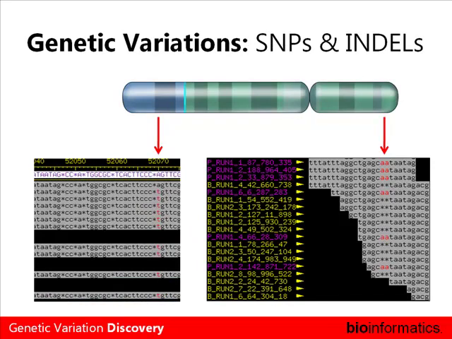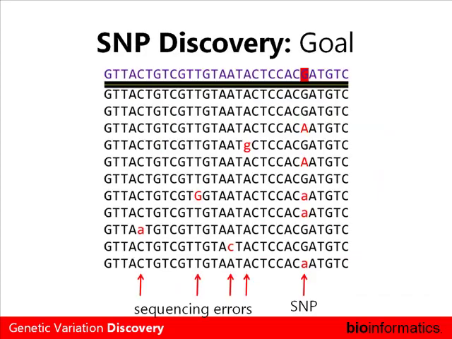Now, to reiterate, GigaBayes concentrates on finding both SNPs and insertions and deletions. And so I've marked all the mismatches here in red. The goal is you want to be able to sort out normal sequencing errors from an actual SNP. And one of the major ways of doing this is by looking very closely at the base quality.